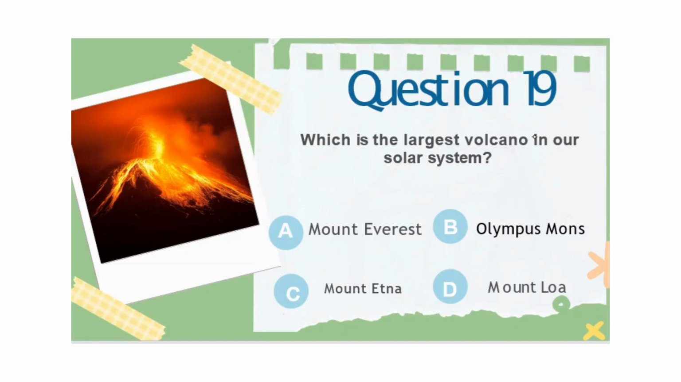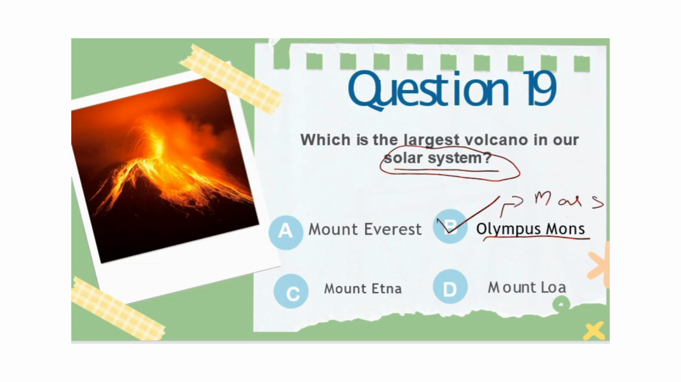Question number 19 is, which is the largest volcano in our solar system? So just read the question properly. It is the solar system. Option number A is Mount Everest. Option number B is Olympus Mons. Option number C is Mount Etna. And option number D is Mauna Loa. And the correct answer here is option number B, Olympus Mons. So this is located on the planet Mars.